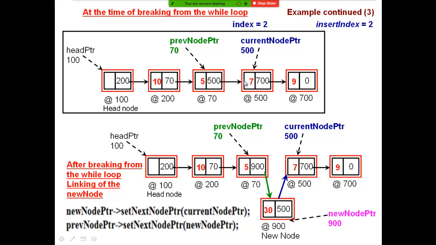Now still we have not yet broken the link. So this link is from this previous node to this current node. So if we change this address of this previous node to this new node address, which is 900, we will be setting up the link from the previous node to the new node. So we do that by doing previous node pointer arrow set next node pointer equals the value of new node pointer, which is this 900. So that way you can create this link. So now you can traverse the link from the head node, starting from the head node all the way to this previous node, and from here to this new node, from here to the current node, and then so on.